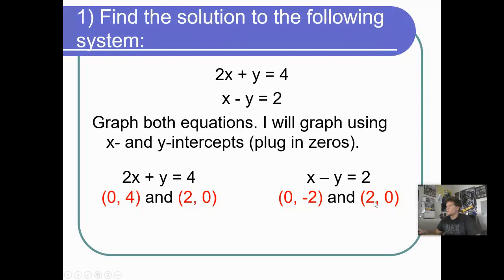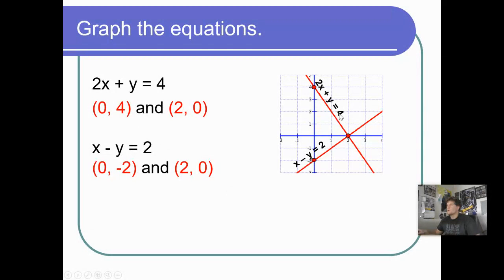Let's use these 4 points to make our 2 lines. I have 0, comma 4. So I'm at 0 for the x, all the way up here at the 4. Then I'm at 2, comma 0. So I'm 2 for the x, 0 for the y. There are my 2 points. Connect them with a line.